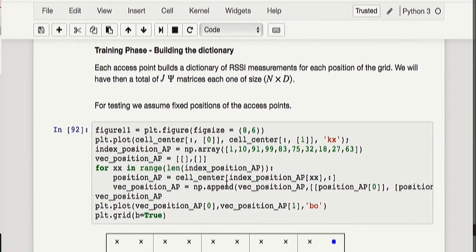So the algorithm works like this. The entire radio localization solution goes like this. First, you do a training phase. In the training phase, all the access points start receiving the signal from the transmitters, assuming that the transmitters are in this cell, this cell, this cell, in each one of the cells of the grid that you have in space.